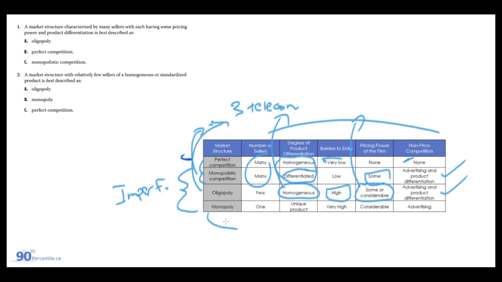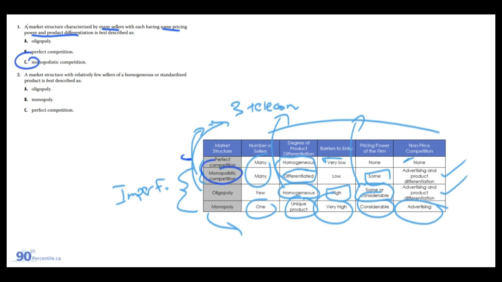And then a monopoly is, of course, the extreme side where there's one seller, they have a unique product, and very high barriers to entry. They can pretty much set the price, and advertising is their main way to get more sales outside of reducing prices. With that, we can go back to the questions here. Number one, a market structure characterized by many sellers with each having some pricing power and product differentiation is best described as, that's going to be monopolistic competition.